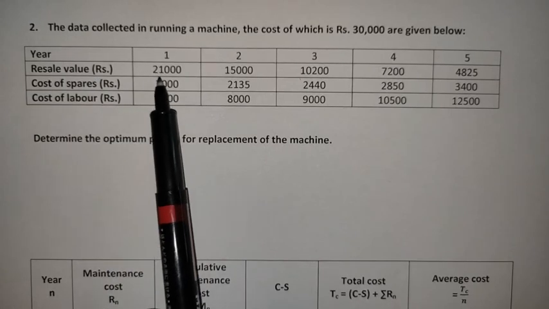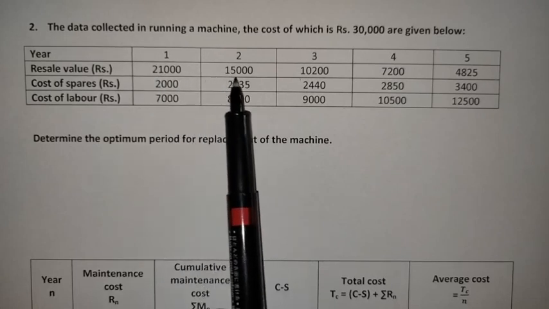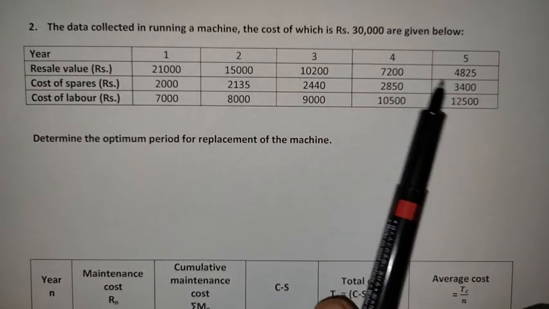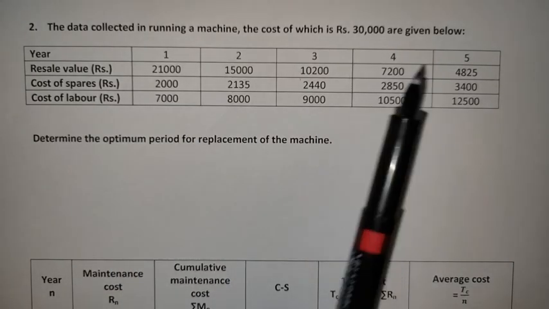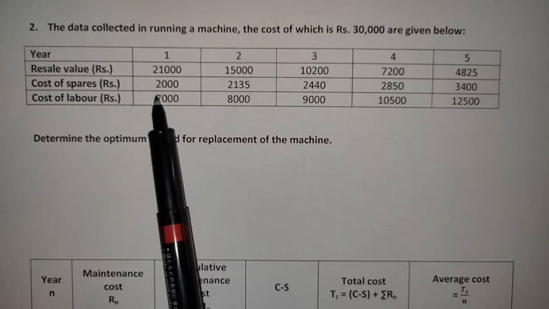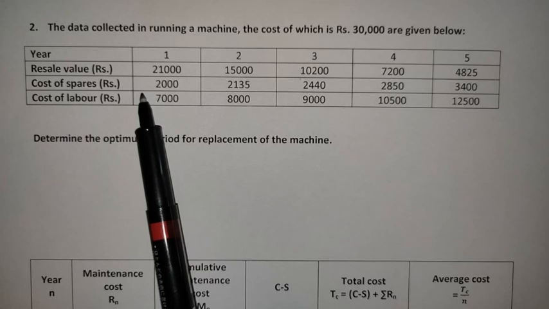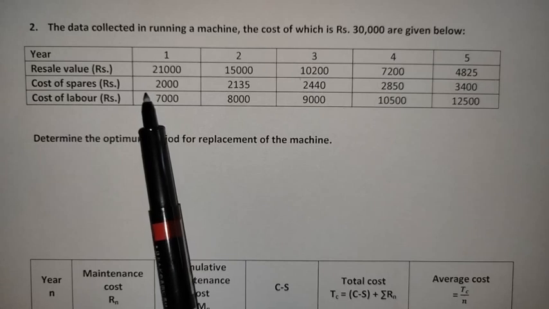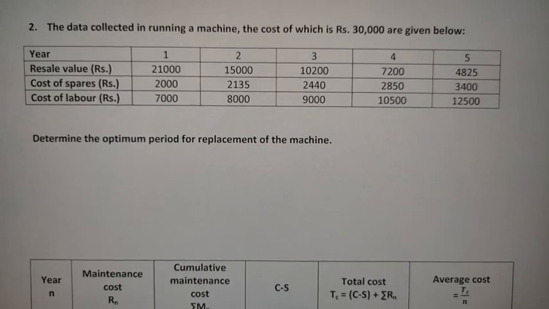In the previous class of problem the scrap value was constant in any year, but now the scrap value is changing in each and every year. And next, the cost of spares and the cost of labor were given. This is the cost we are going to spend on the machine in each and every year. So we can take it as operating cost or maintenance cost. While taking the maintenance cost value we should consider the sum of these two, that is cost of spares and cost of labor. So now let us solve the problem.